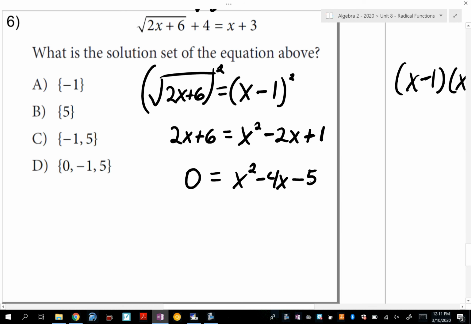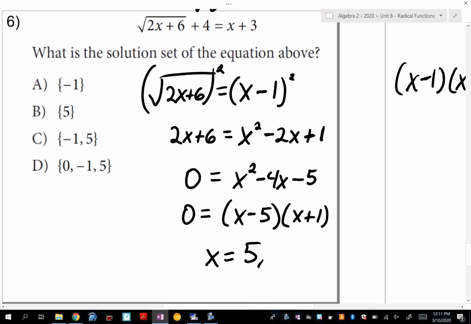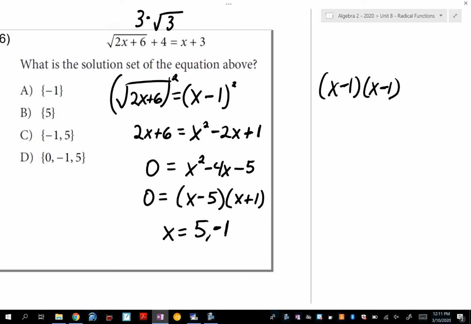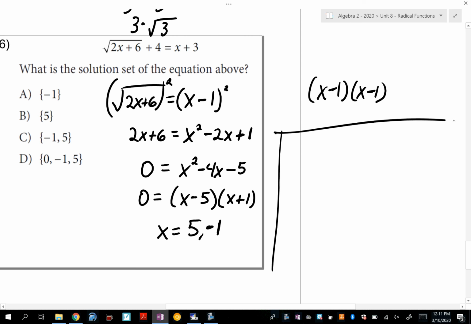Now we're ready to factor. What are the factors of negative 5 that add to negative 4? Negative 5 and positive 1. There you go. So my answers are 5 and negative 1. But before you choose letter C, you have to check them. I'm guaranteeing you, you got to check these tomorrow.